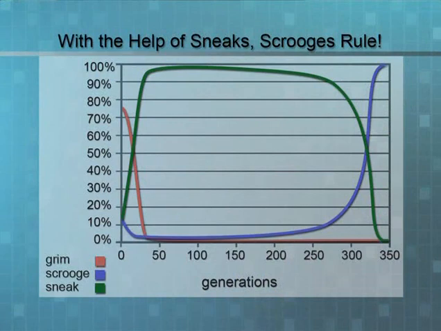So start out with a population that's almost all Grimms, but season it with a few Scrooges and Sneaks. The Sneaks will eat the Grimms and prosper, while the Grimms dwindle. Then the Scrooges will eat the Sneaks. By the way, if you analyze the payoff matrix for this game, you'll find that there's only one admissible equilibrium in the game: Scrooge.